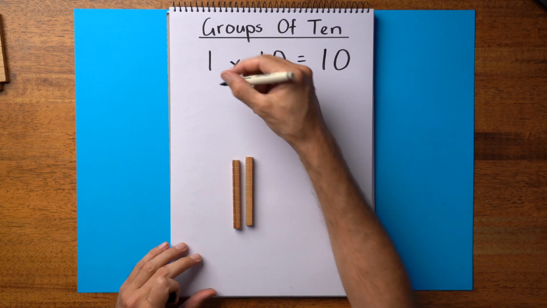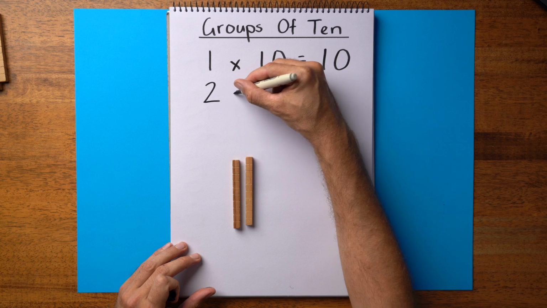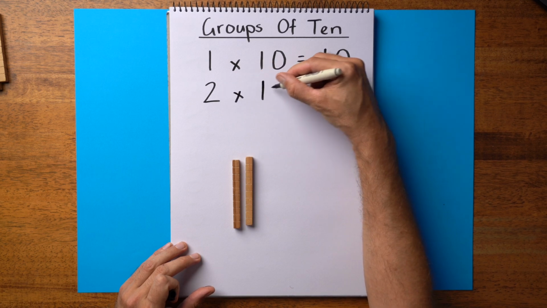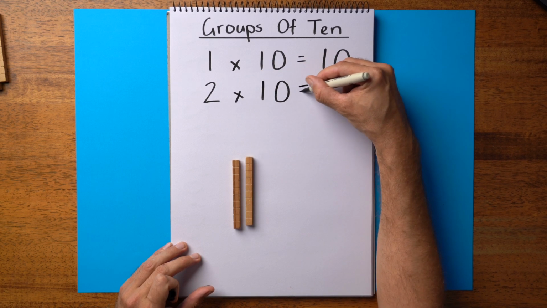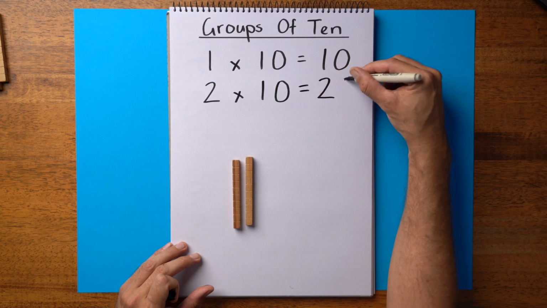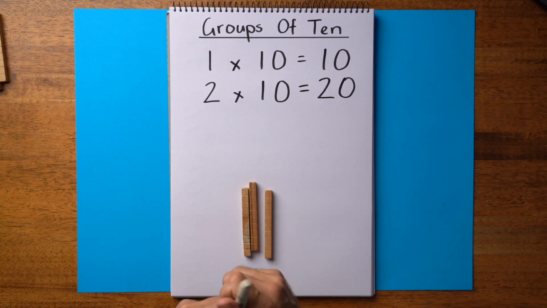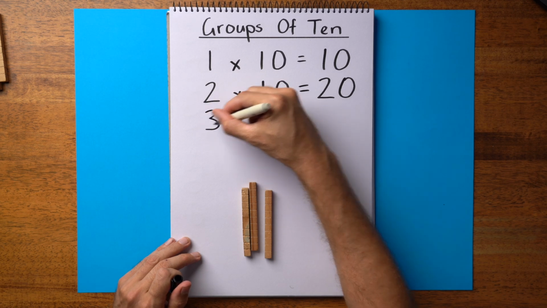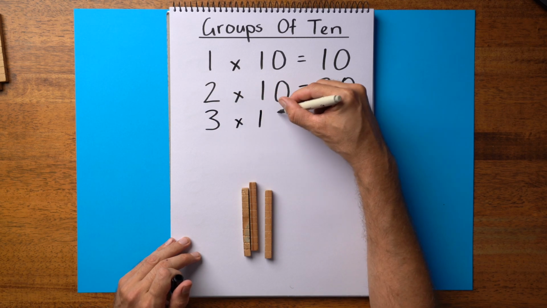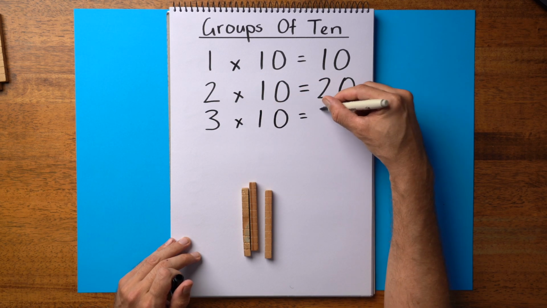If I wanted to show two groups of 10, it would look like this. 1, 2, 2 groups of 10, and 3 groups of 10 would look like this.